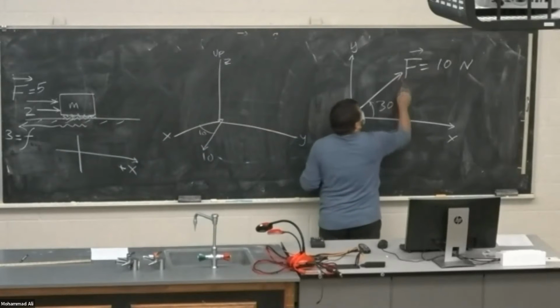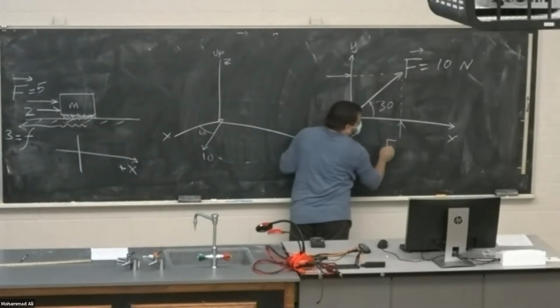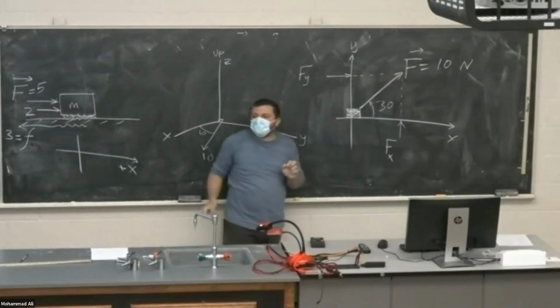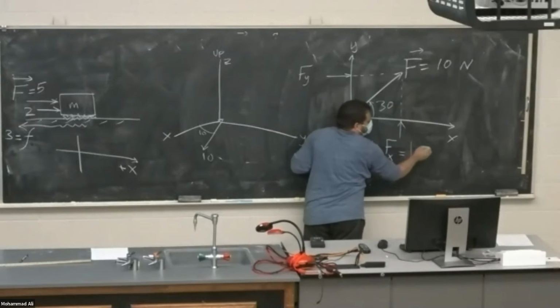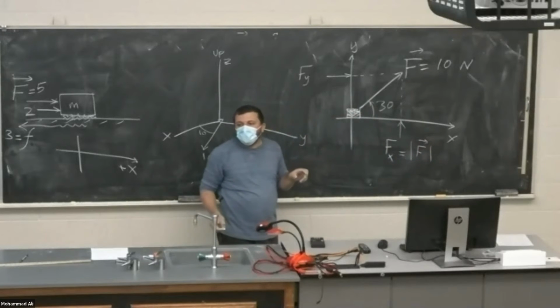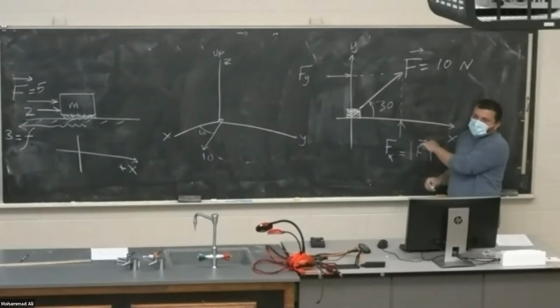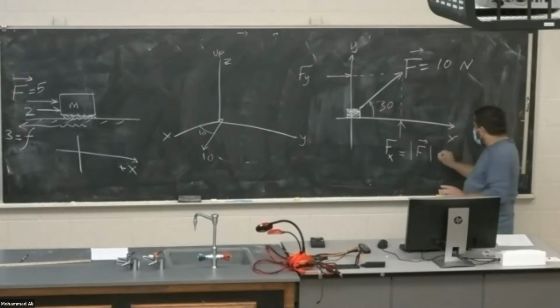And I have two components. I have Fx and also I have Fy. How can I find that? Fx is equal to what? The magnitude of this force multiplied by sine or cosine? I'm asking now. Cosine. Why? Is it because I am in the X direction or because I have the angle from that direction? Because I have the angle from that direction. So I have cosine 30.